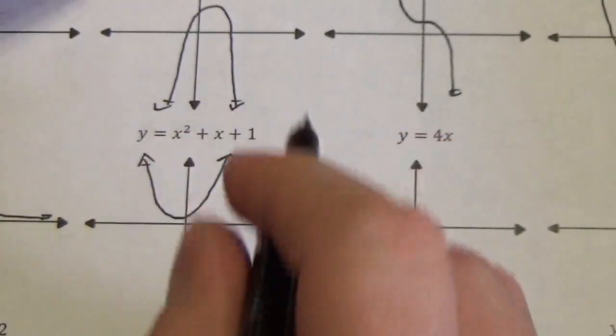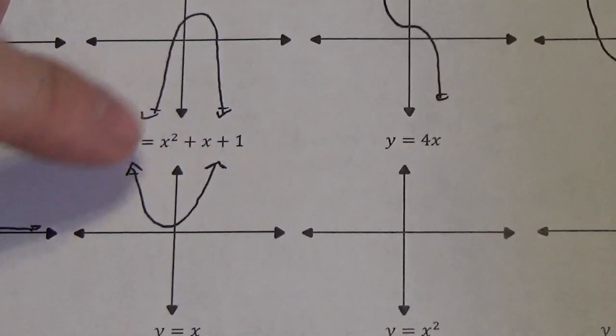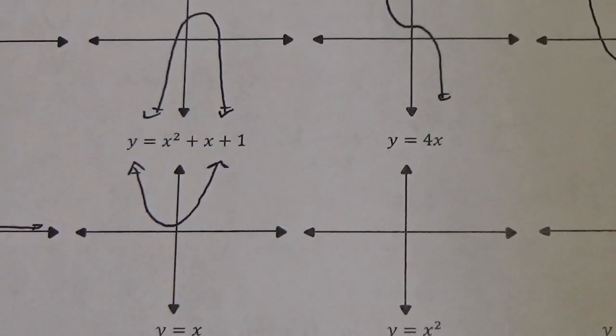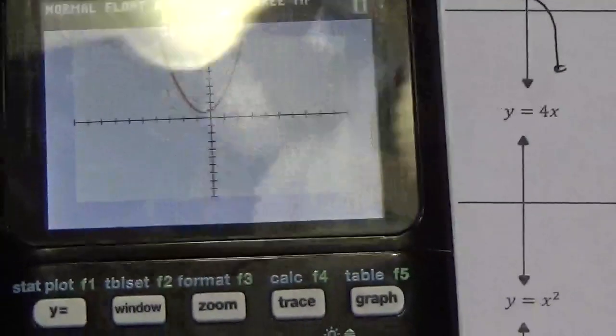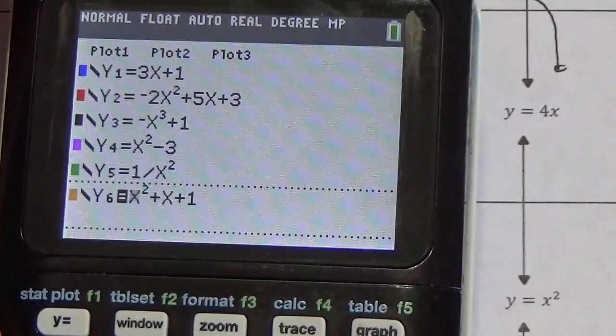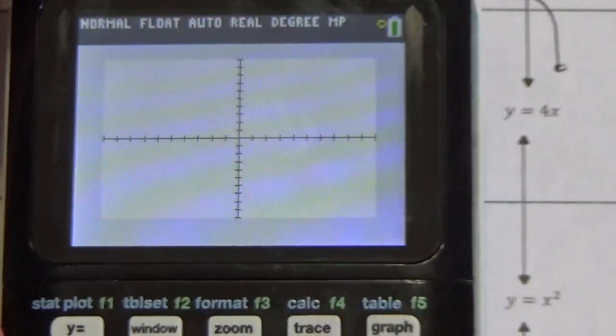Okay, that's significant. That means something special about this particular graph. But right now, we're really more interested in just the fact that it's creating this parabolic shape. Okay, y equals 4x. Let's go down, turn that off, go down to the next one, turn that on. 4x. Now that looks vaguely familiar.